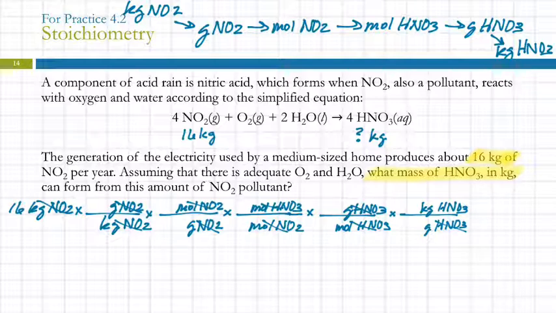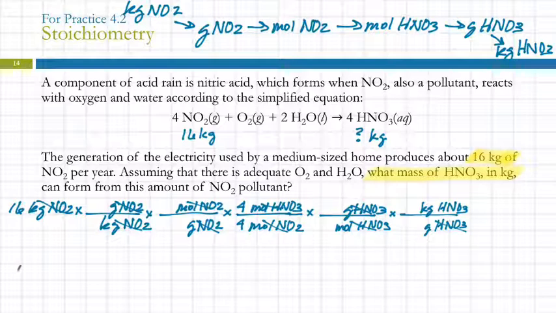Now I need numbers. I always go for moles first. Moles to moles. 4 moles of NO2 makes 4 moles of HNO3. 4 and 4. Could you cancel out the 4s? Sure. Write them in there anyway. And then I need some molar masses, right? I need the molar mass of NO2 for this term. I need the molar mass of HNO3 over here. So I'm going to have to calculate those.